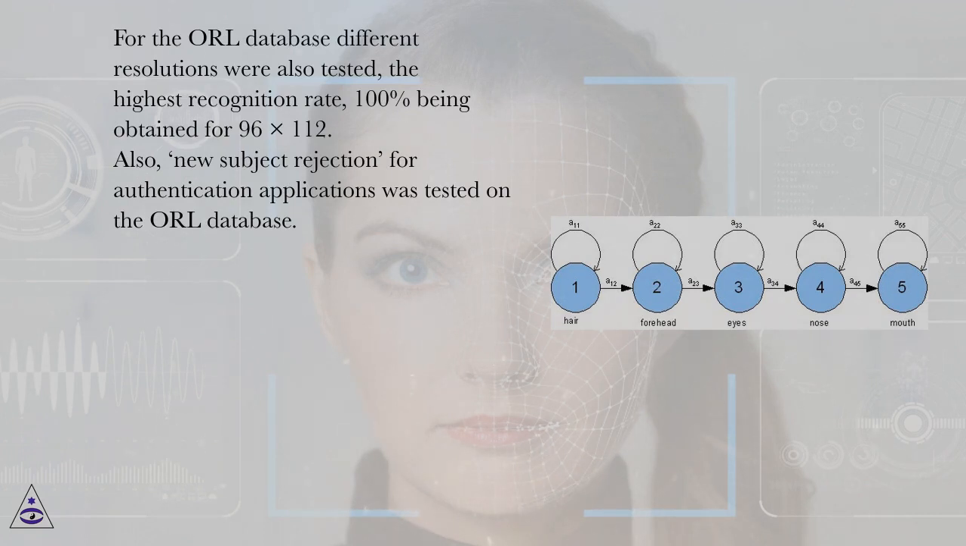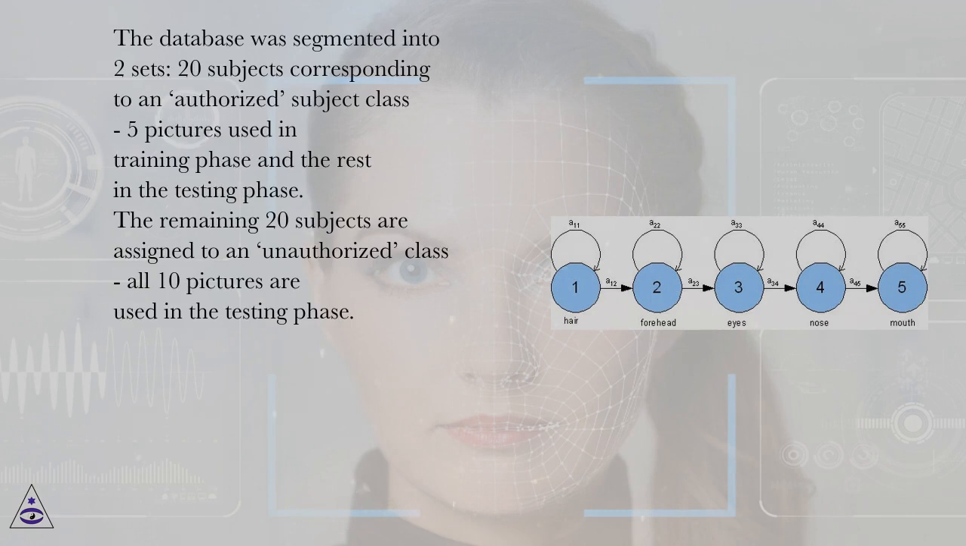Also, new subject rejection for authentication applications was tested on the ORL database. The database was segmented into 2 sets, 20 subjects corresponding to an authorized subject class, 5 pictures used in the training phase and the rest in the testing phase. The remaining 20 subjects are assigned to an unauthorized class, all 10 pictures are used in the testing phase.